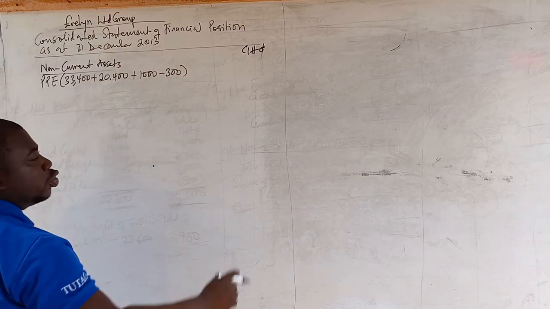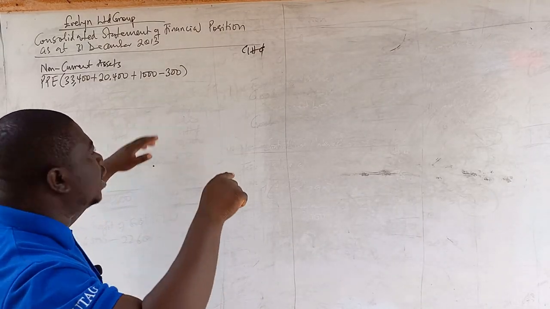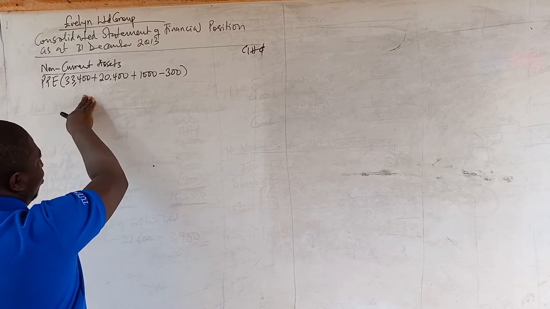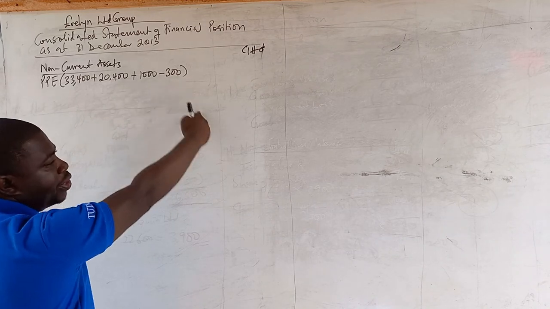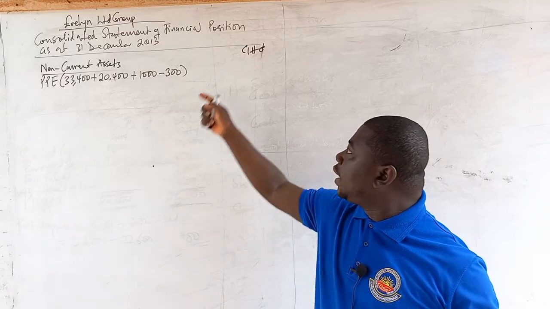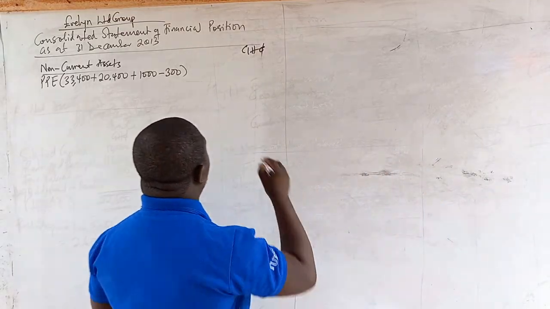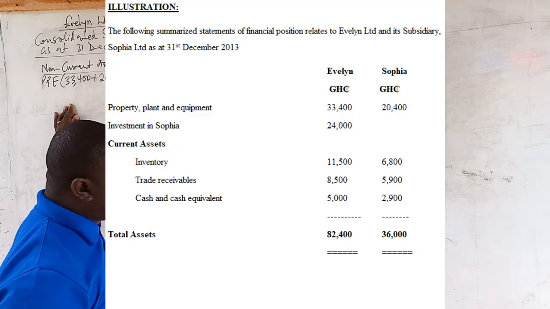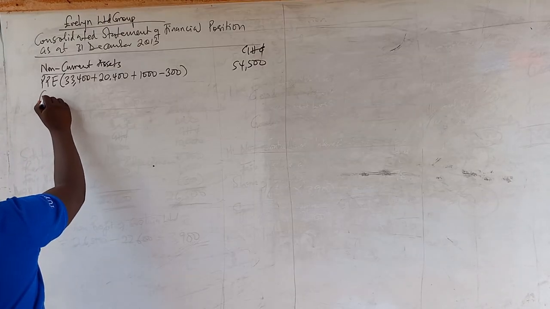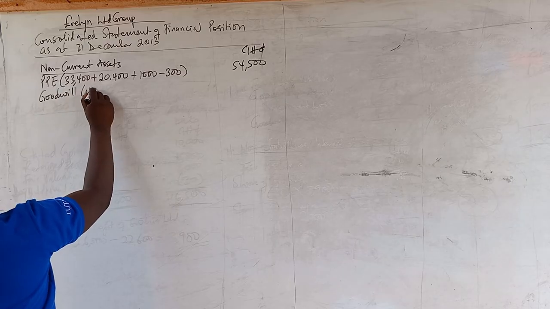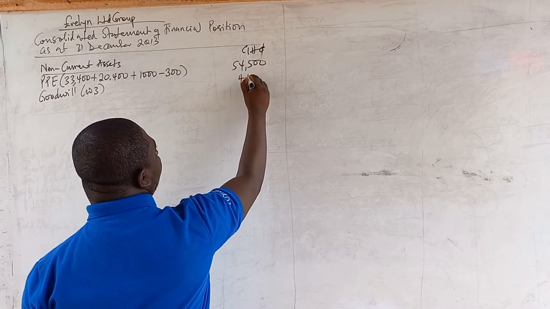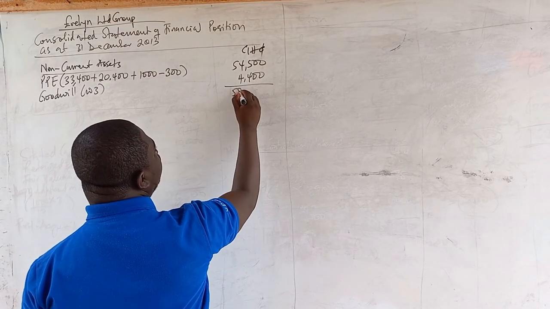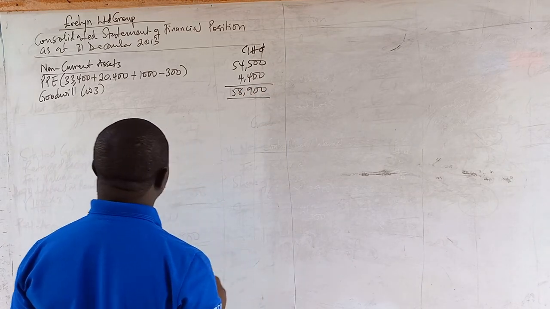Okay, so this is what we are going to show. And remember that everything you do here will be marked. So we take each of these ones before the final answer. So 33,400 plus 20,400, that is the parent and subsidiary, plus the fair value adjustment minus depreciation on the fair value adjustment. And that is going to give you the final figure of 54,500. And then the next one over there is the investment in Sophia, but that will not appear. I told you it will be replaced by the goodwill. So we have goodwill, which is coming from working three. And the goodwill at reporting date was 4,400. So that is all for the non-current assets. So total non-current assets will be 58,900.